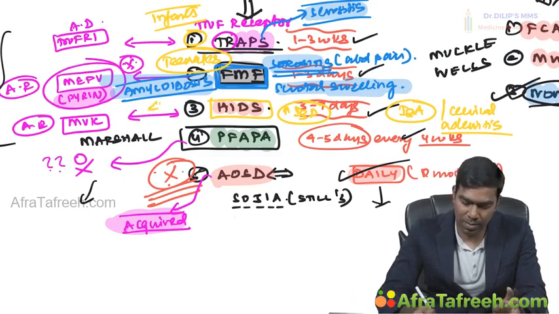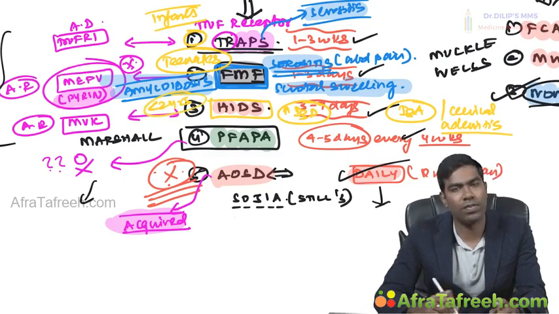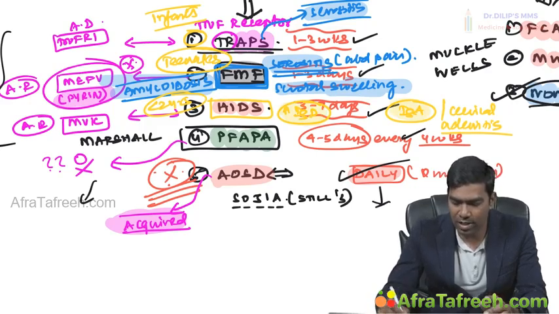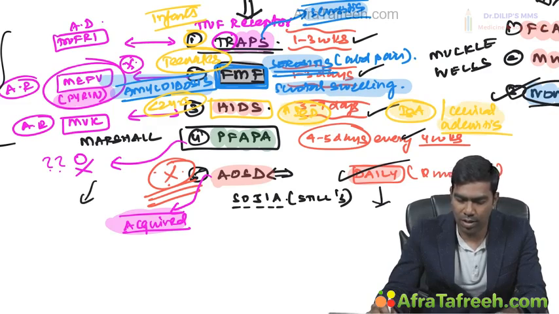And HIDS usually presents typically in less than 2 years of age. Within 2 years of age they present, very young age again. But the key will be elevated IgD and IgA levels along with cervical lymphadenopathy. That is what you call HIDS, a very important thing.